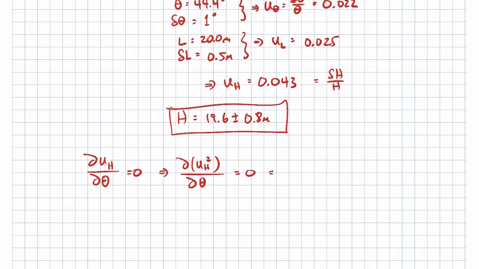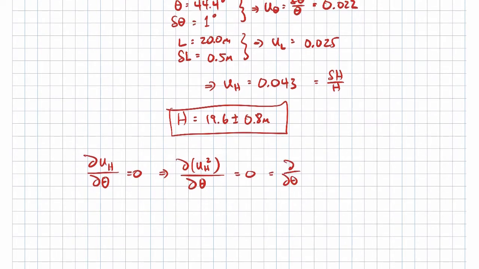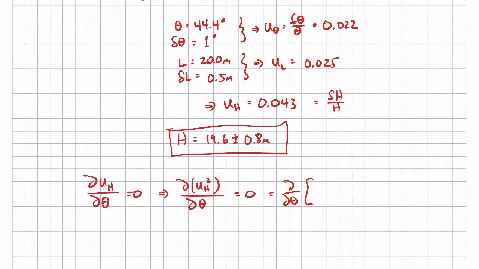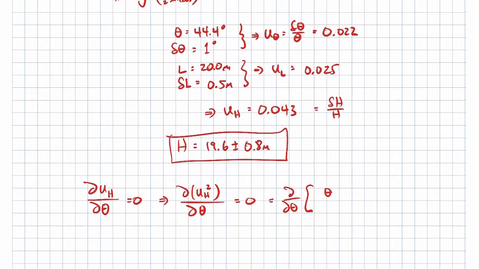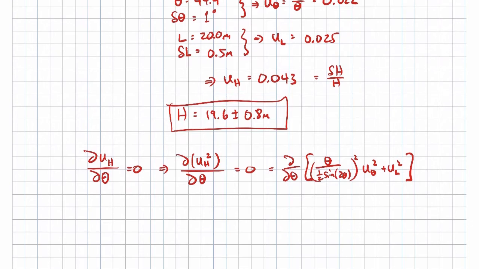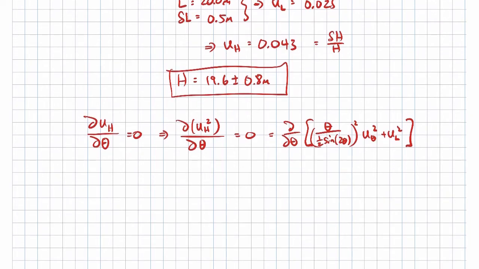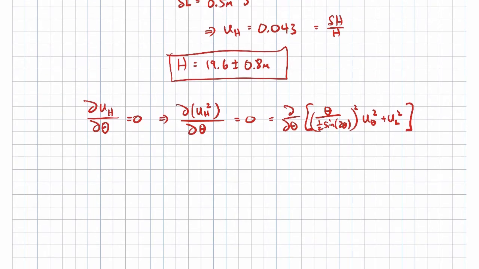And if I just write that out, we have d by d theta of, that's theta over one half sine of 2 theta, that whole quantity squared, times U_theta squared plus U_L squared. So I'm trying to take the derivative of that with respect to theta, set it equal to 0. Well, first of all, you can see d by d theta of U_L just goes to 0. So we don't even have to worry about the U_L part. It doesn't factor into it, because this is not a function of theta.